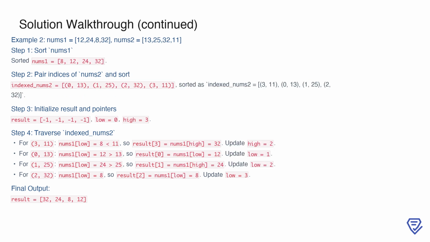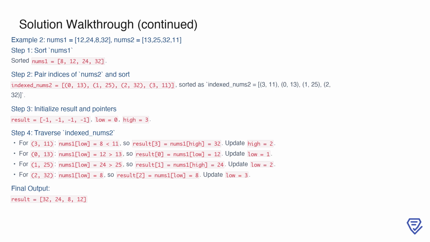In the second example, nums1 is 12, 24, 8, 32, and nums2 is 13, 25, 32, 11. First, we sort nums1 to get 8, 12, 24, 32. Then, we pair nums2 with its indices, resulting in (0, 13), (1, 25), (2, 32), (3, 11), and sort this by the values in nums2, giving us (3, 11), (0, 13), (1, 25), (2, 32).